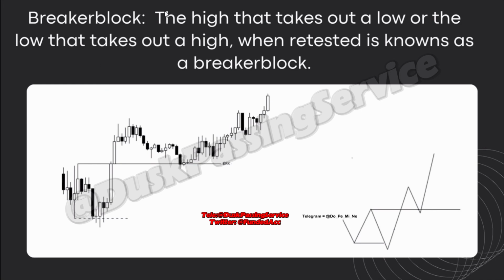So the definition of a breaker block is the following. The high that takes out a low, or the low that takes out a high, when broken and retested, is known as a breaker block. Now in the hierarchy of key levels, breaker block is in the mid range, right? In the mid range of significance, but it's an important key level that you could use on the higher time frame. Now you can see right here that we've got this high and this low right here, and what happened is that this high took out and turtle souped this low, and then it got broken above after that, and after that it became a breaker block. Now we're gonna wait for it to be retested and find support there, and we're gonna expand from there.